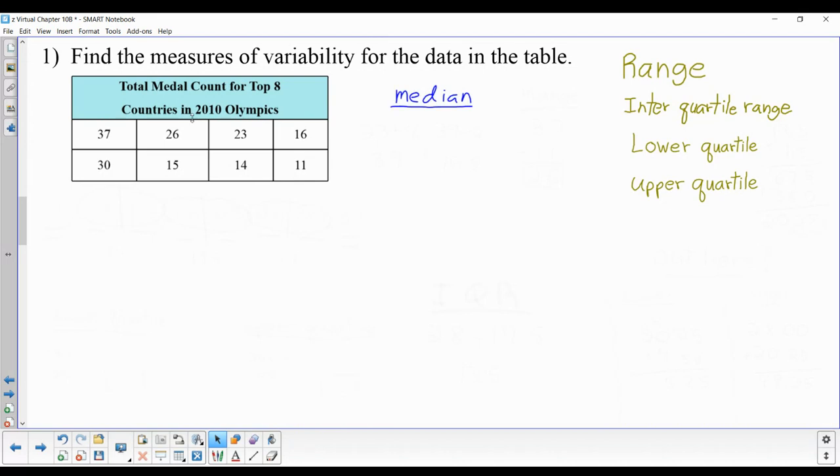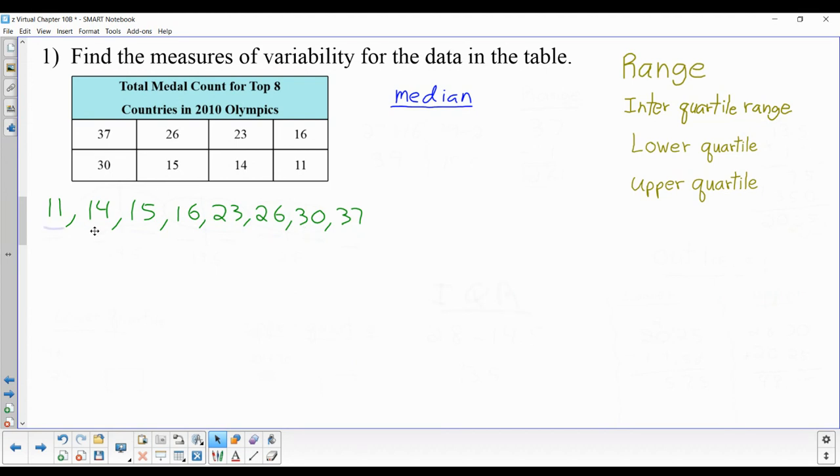You find the median by listing your numbers in size order. So I'll do that: 11, and then 14, and then 15, and then the 16. After the 16, the next biggest number is 23, then 26, then 30, and lastly 37. When I have all the numbers written in size order, I will start working my way towards the middle. If there's one number in the middle, that number is the median. If there are two numbers in the middle, then I will take their mean. I'll add them up and divide by 2.